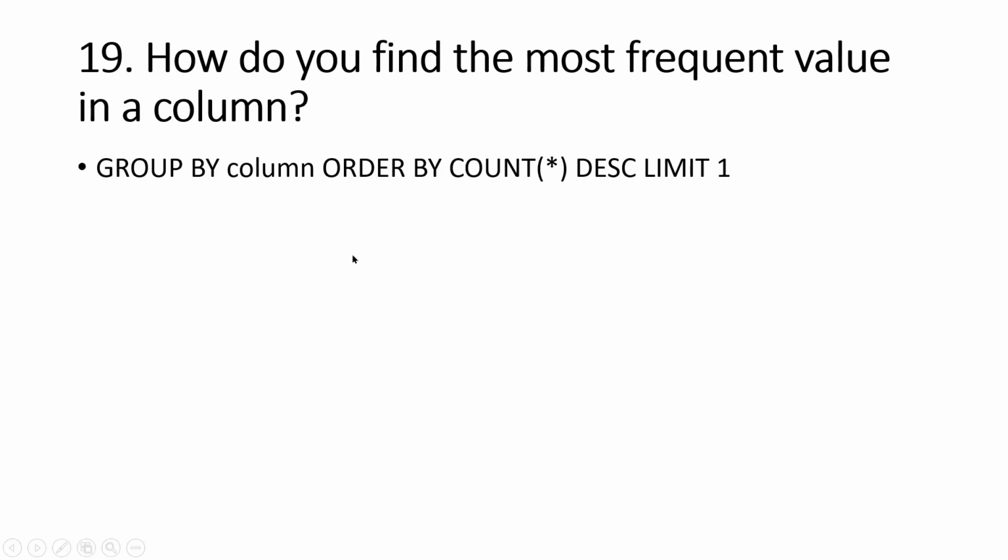How do you find the most frequent value in a column? You can group by the column, and you need to order by count star, and then you need to sort the count in descending order. So this is how you find the most frequent value in a column. So basically this is what you call mode of the column. We are finding the most frequently repeated value in a column.